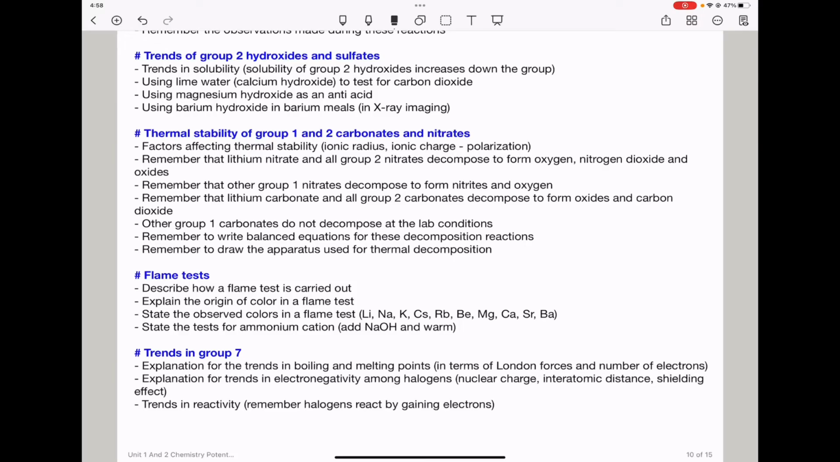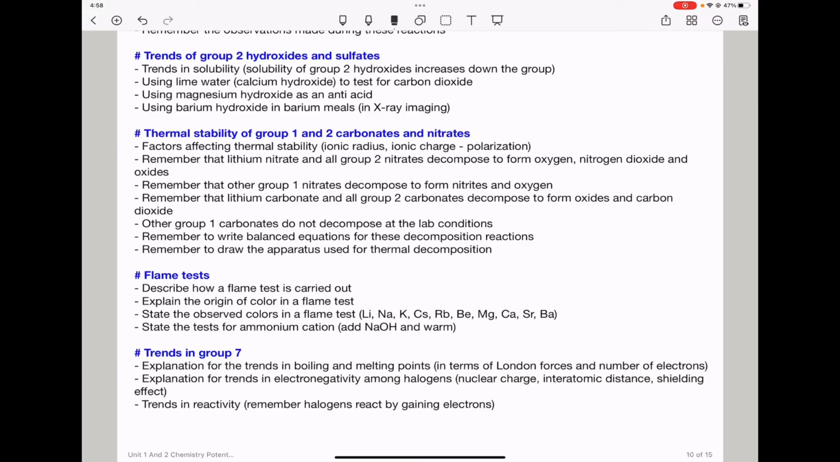Trends in group 7. They can ask you for explanations for the trends in boiling and melting points. Please remember they increase due to London forces, and that is due to the increase in the number of electrons as you go down the group. They can ask you about explanations for trends in electronegativity among halogens, like nuclear charge, interatomic distance, the shielding effect, and so on. And lastly here, they can ask about trends in reactivity.